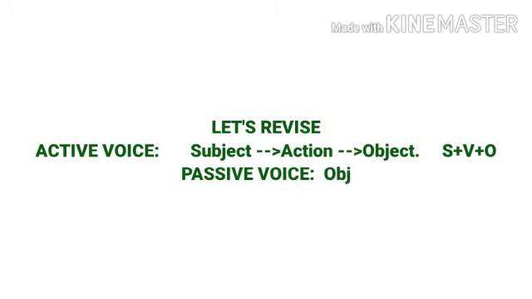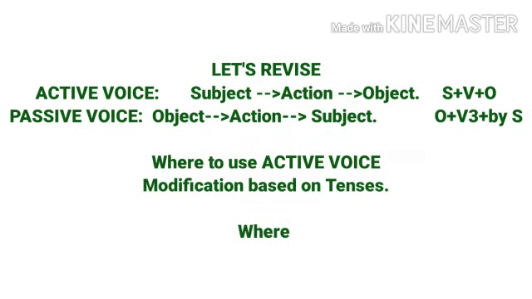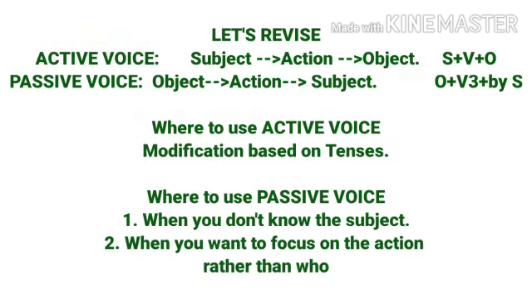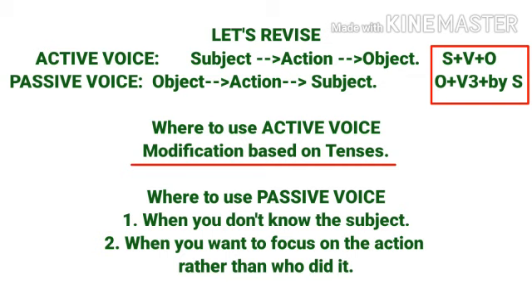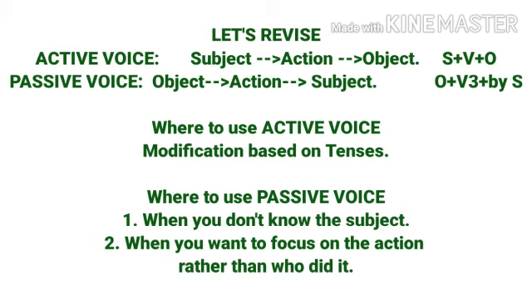Children, let's revise the things we have learned today. First, active voice: subject, action, then object, meaning subject plus verb plus object. Then passive voice. The structure is object plus action plus subject. The order of the structure is reverse here. Object plus third form of verb plus by plus subject. The next thing we learned is where to use active voice. The use of active voice is based on the modification of tenses. The next thing, where to use passive voice. First one, when we don't know the subject, and the second one, when we want to focus on the action rather than who did it.